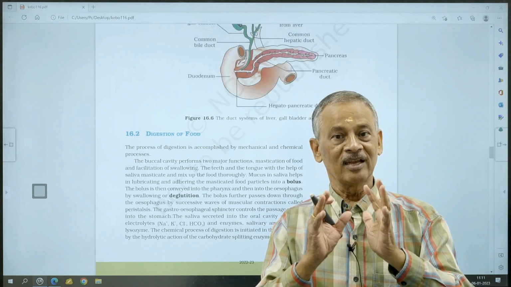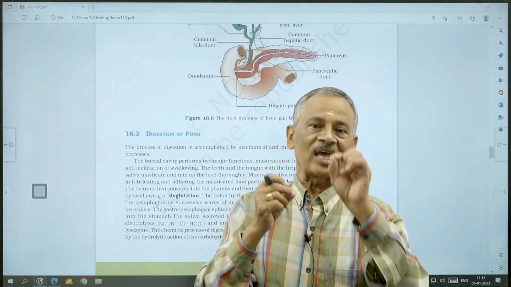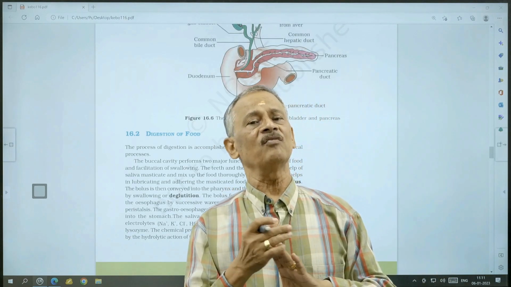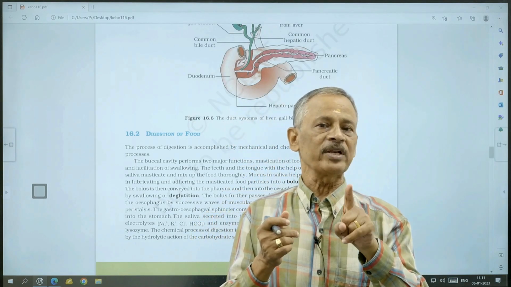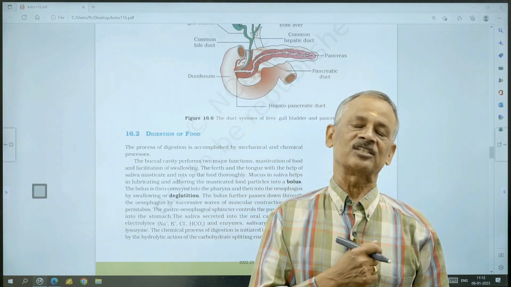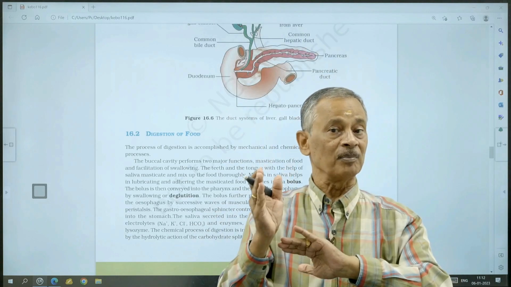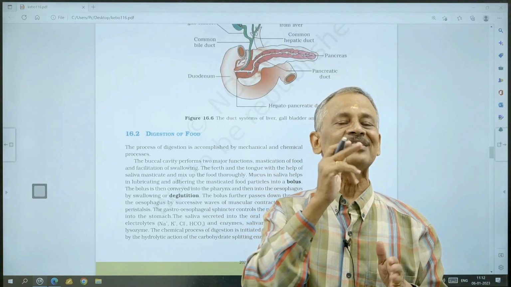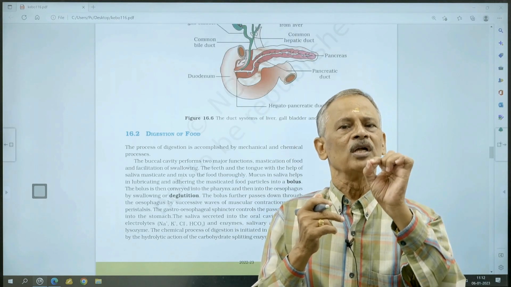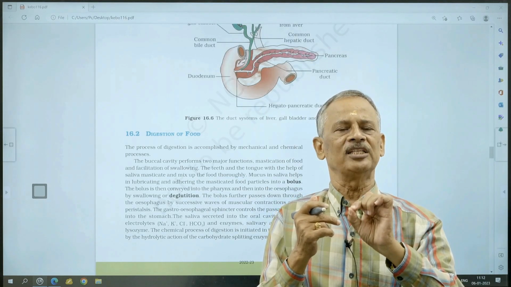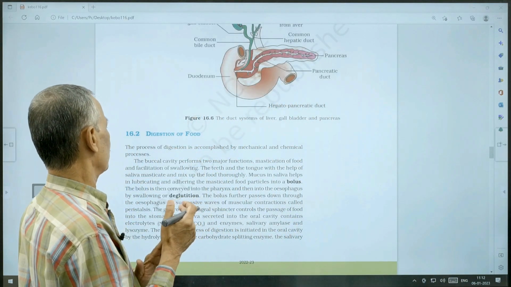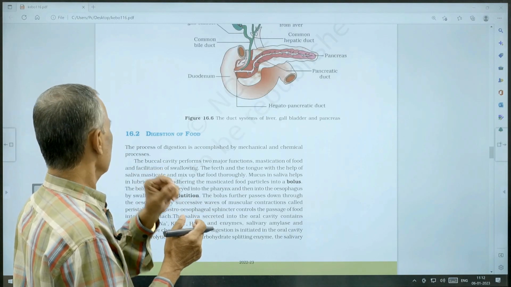Along with that, the saliva is poured. The saliva contains an enzyme called ptyalin, salivary amylase. This salivary amylase will act on polysaccharides like starch and convert them into a simpler disaccharide called maltose. 30% of starch can be digested by the salivary amylase. So 30% can be digested.